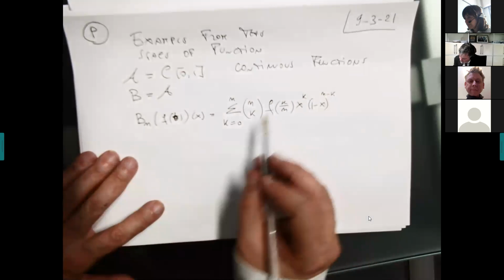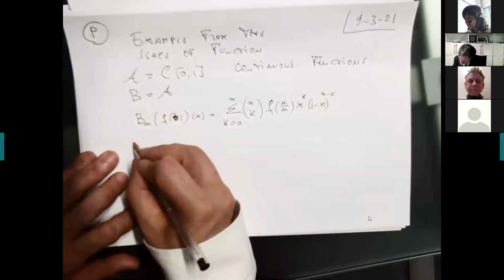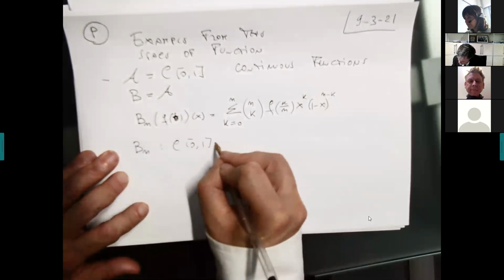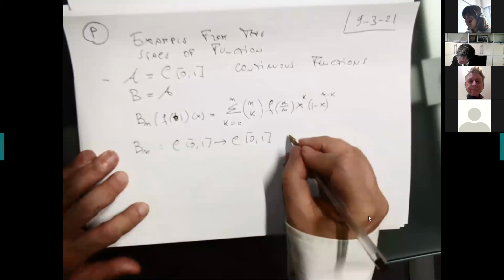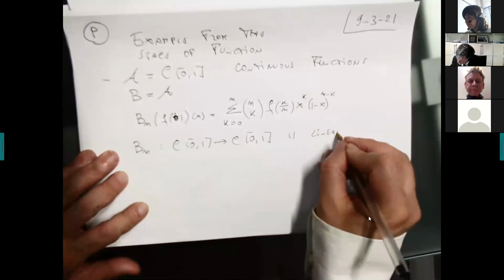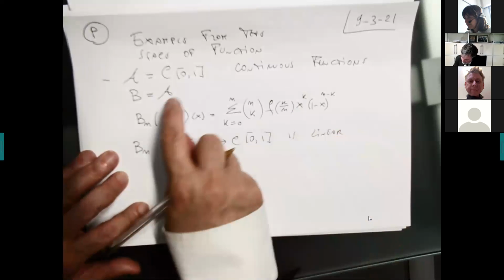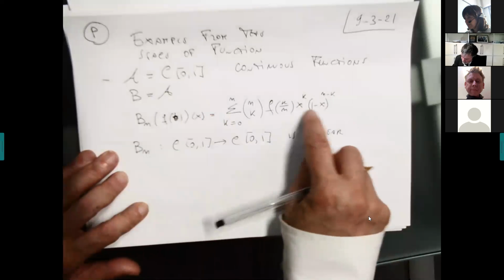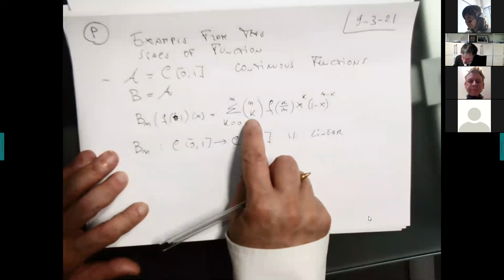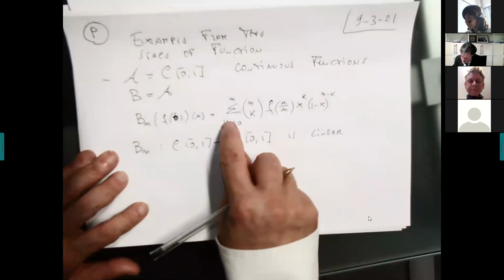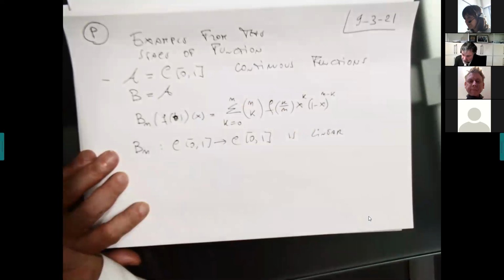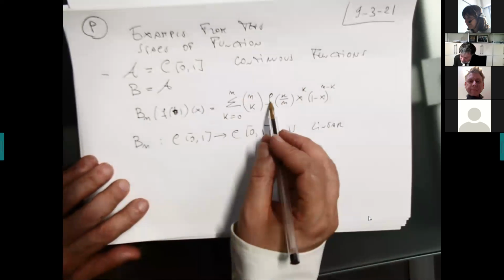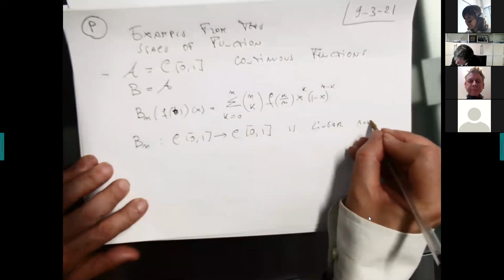So if you look, of course, Bn is linear. Since x to the k in 0, 1 and (1 minus x) to the n minus k in 0, 1 are non-negative, this is a positive coefficient. If f is non-negative, then of course Bn of f is non-negative. Okay? And it is linear with respect to the argument. So it is linear and positive.